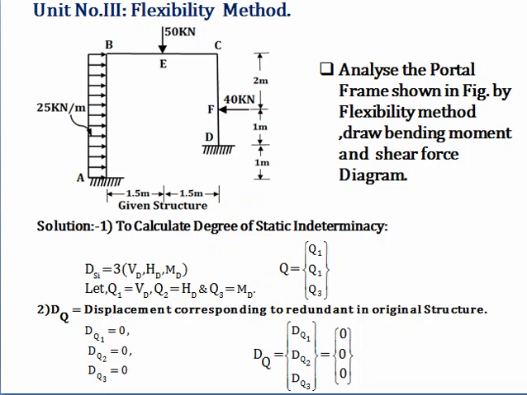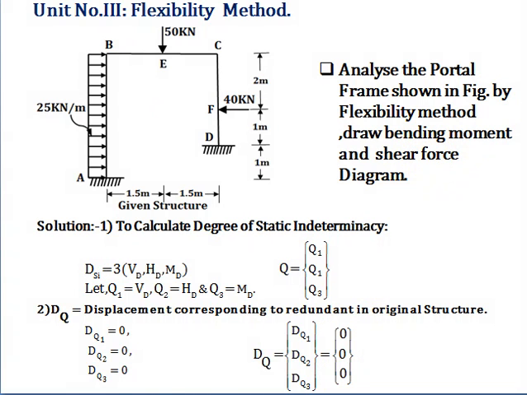In the last video, we first found the degree of static indeterminacy. The degree of static indeterminacy was 3, and we considered the redundants as vertical reaction at D, horizontal reaction at D, and moment at D. Then we saw the displacement corresponding to redundant in the original structure. We found dQ1, dQ2 and dQ3. So this is the dQ matrix.